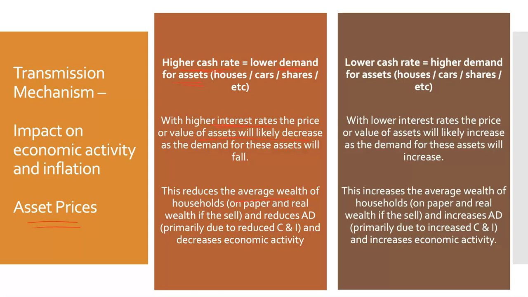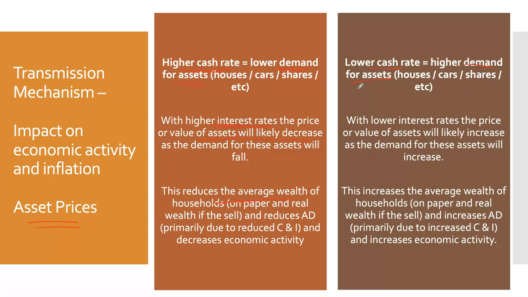This reduces the average wealth on paper of people and also reduces the aggregate demand because people are going to have less confidence. You're less confident if you're feeling less wealthy. Lower cash rates are going to result in higher demand for assets. And if we think about this, we've been in a really low cash rate, interest rate environment. And what has happened to house prices over the last 10 years?